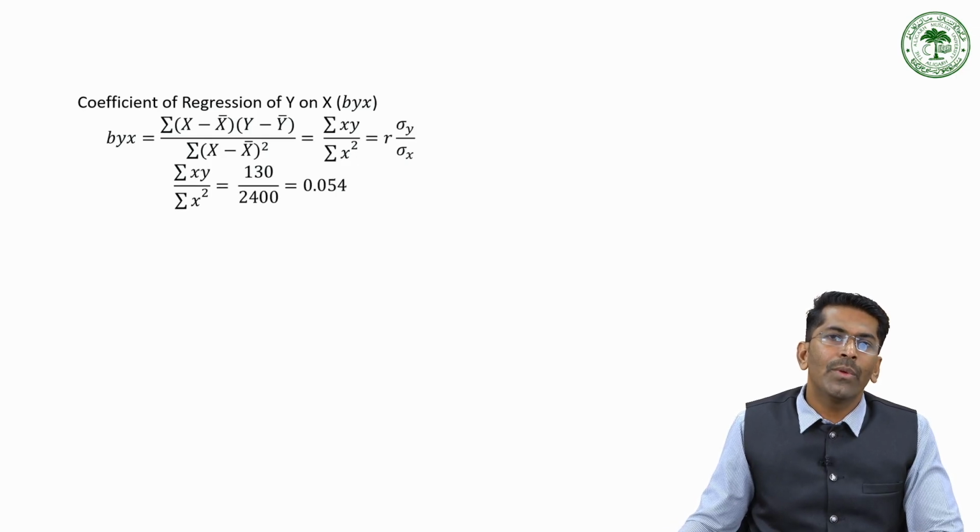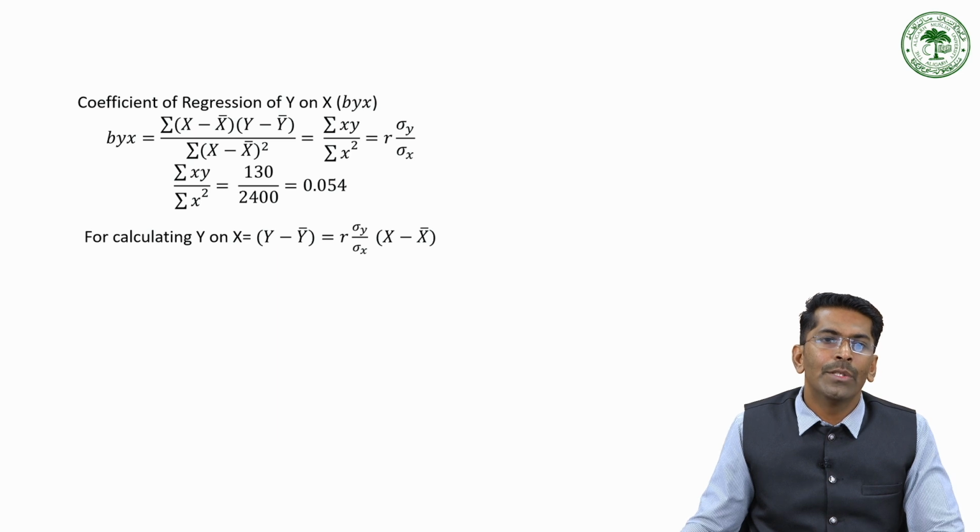The sum of xy, which we have already calculated, is 130, divided by the sum of x square, which is 2400, and if you take the ratio of these two terms, it will become 0.054. This is the regression coefficient, and then we can calculate the regression equation also, that is y minus y bar, which is equal to r into standard deviation of y divided by standard deviation of x into x minus x bar.